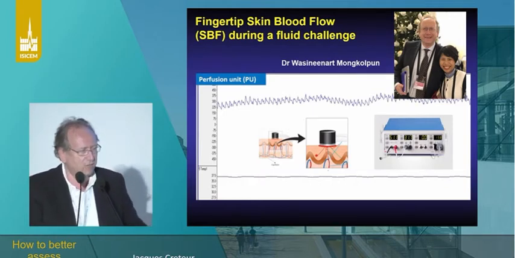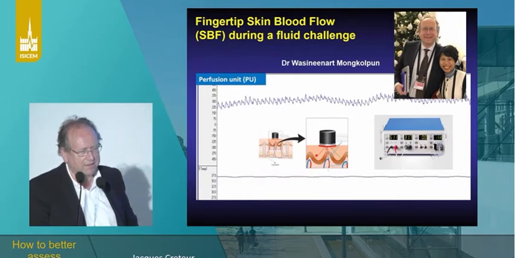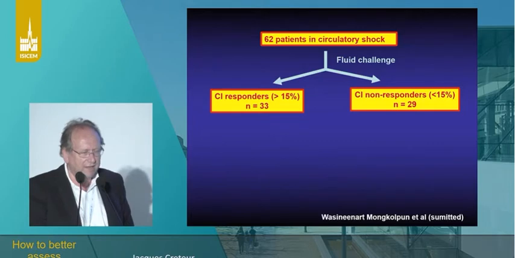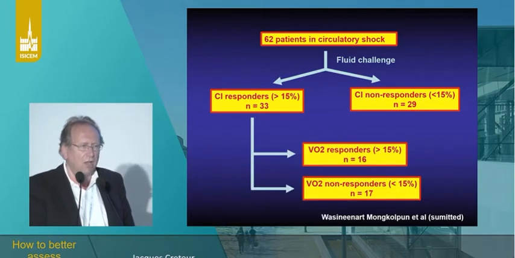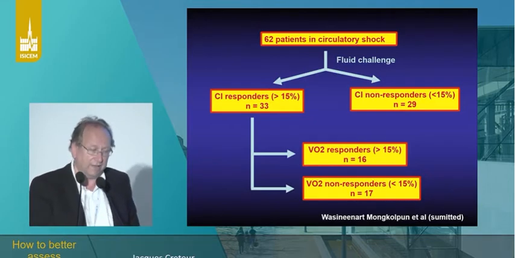The idea here was to study the effect of a fluid challenge, a fluid bolus, on fingertip skin blood flow. We all know that we sometimes need to give fluid to patients. We know that roughly 50% of those patients will respond in terms of an increase in cardiac index. And in some of those patients, the increase in oxygen delivery will result in an increase in VO2. In fact, this is the group that we need to identify: patients who will respond to a fluid challenge, not only in terms of DO2, but also probably in terms of VO2.